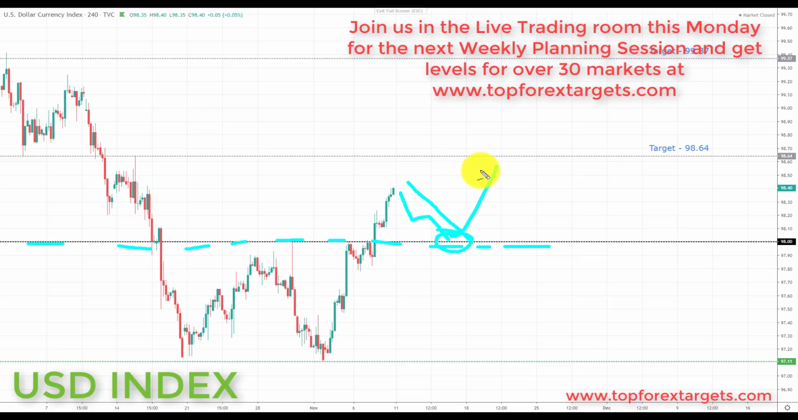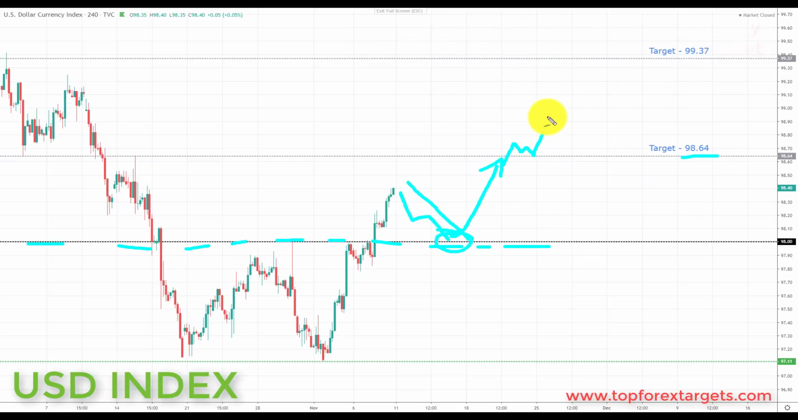And we're going to be looking up towards the next key of resistance to the upside and the target set at the 98.64. And if we can get a break through here, we're going to be looking up towards the next key of resistance to the upside and target 2, the 99.37. So based on this break to the upside in the dollar index, we do go into this week with a bullish bias on the US dollar as we're expecting it to have strength this week.